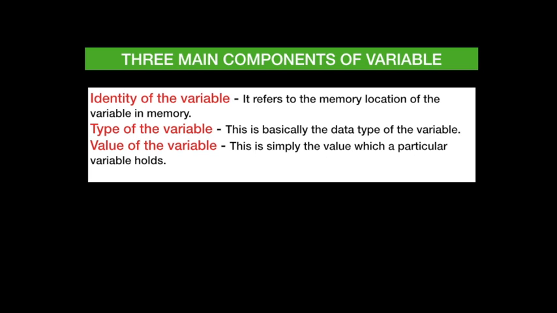Okay, coming to the next topic, three main components of a variable. Now any particular variable would have three different components. First is the identity of the variable. Identity basically means the memory address of the variable. Type of the variable is the data type, that is, which tells what kind of data the variable can hold. And the third is just the value of the variable which you're storing in that variable.